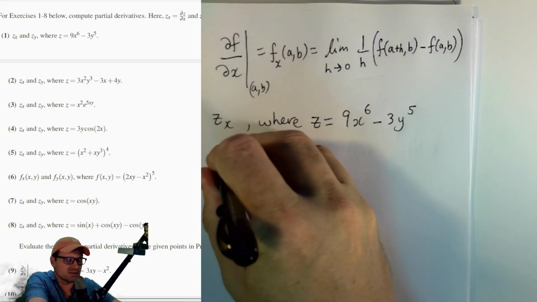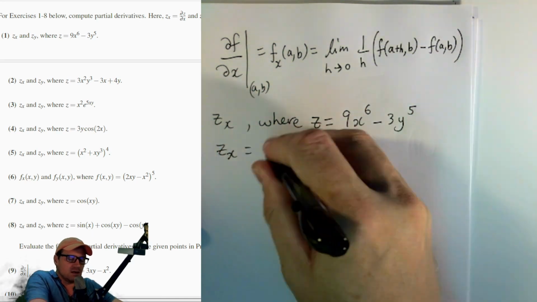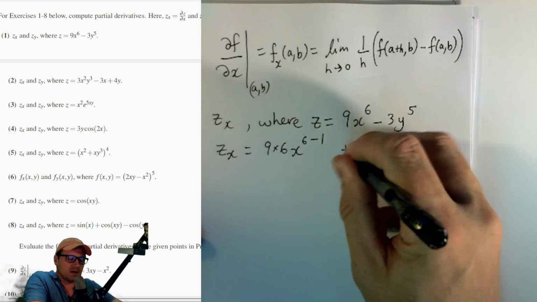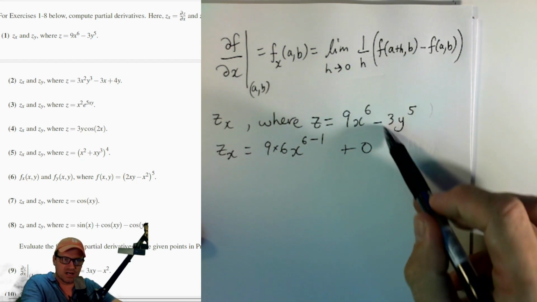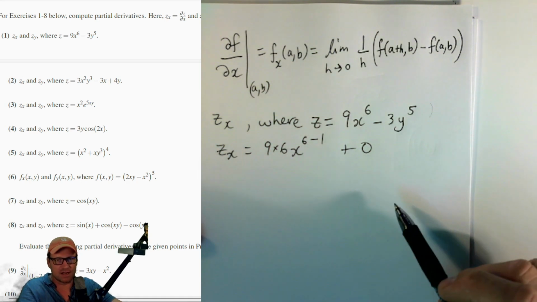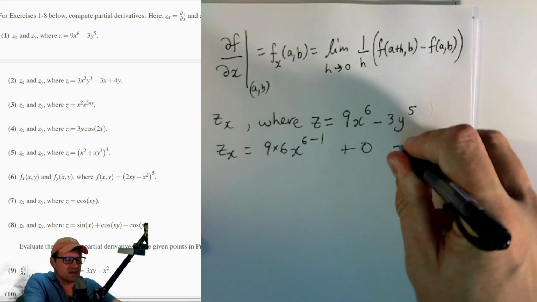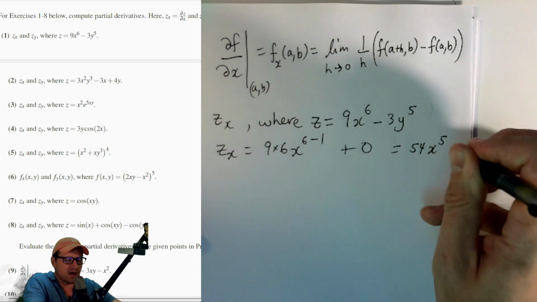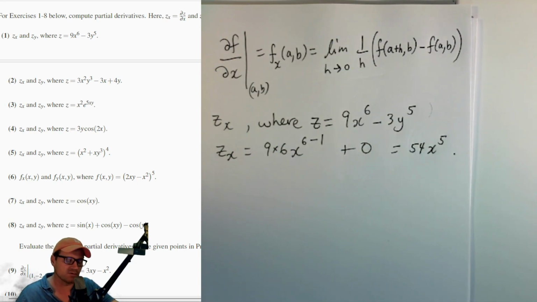Okay, so first, z subscript x is 9 times 6, x to the power of 6 minus 1, and then plus 0 because we are treating this as a constant. And so the derivative of a constant with respect to x is 0. Okay, so simplifying this, we have 6 times 9 is 54, x to the power of 5. And that's the partial derivative of z with respect to x.